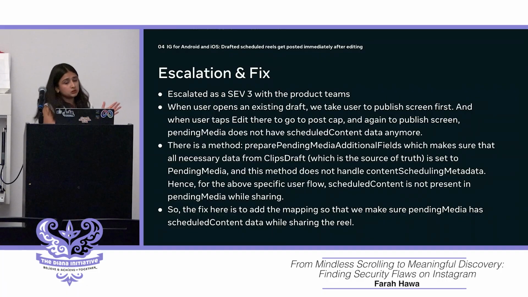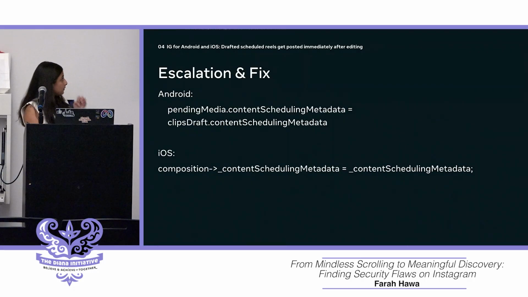The fix here was just to make sure that as you go through the different flows, we always have the mapping to the type of media, which in this case, the media type is scheduled. And you can see we added two separate fixes, one on Android, one on iOS, just to make sure that we have correct metadata about the draft, like it being scheduled.